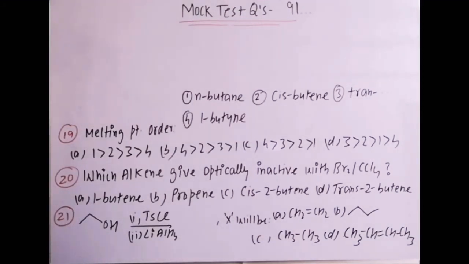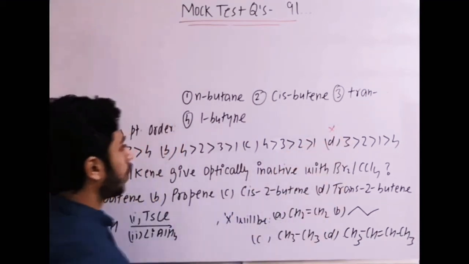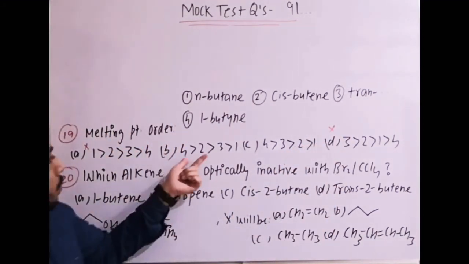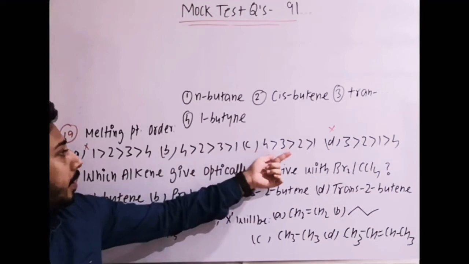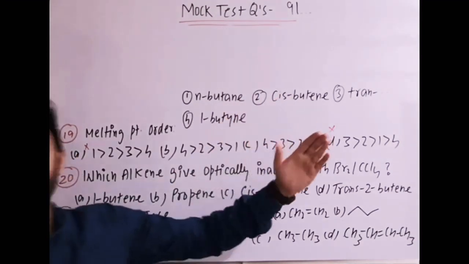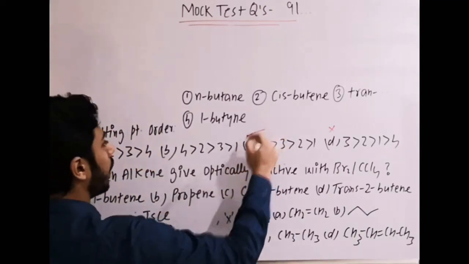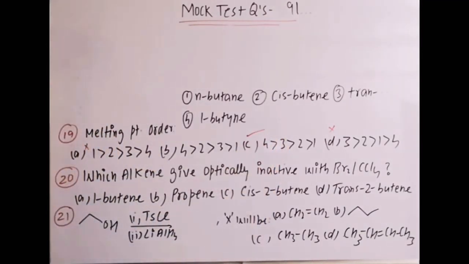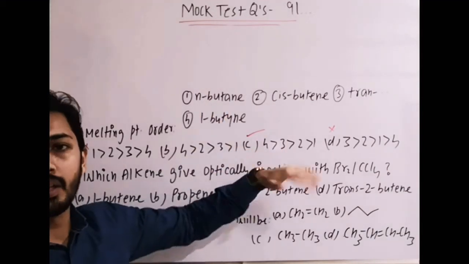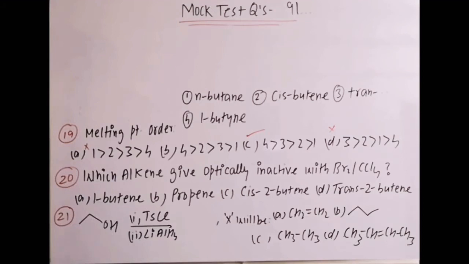So among them you can eliminate which option? First option eliminate and fourth option eliminate. Now second and third, and then 4, 3, 2. We know that between cis and trans, trans is more symmetrical, so trans should be higher as compared to cis. So by elimination you will get alkyne maximum, then trans, then cis, and last is n-butane.